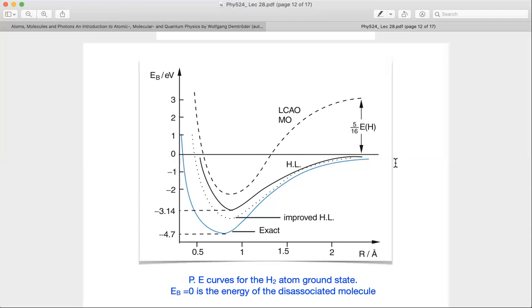Right? So the zero line is like two hydrogen atoms in the 1s state. Okay, so that's the shortcoming. Ionic contributions are sort of built in here, just coming from the linear combination of atomic orbitals.